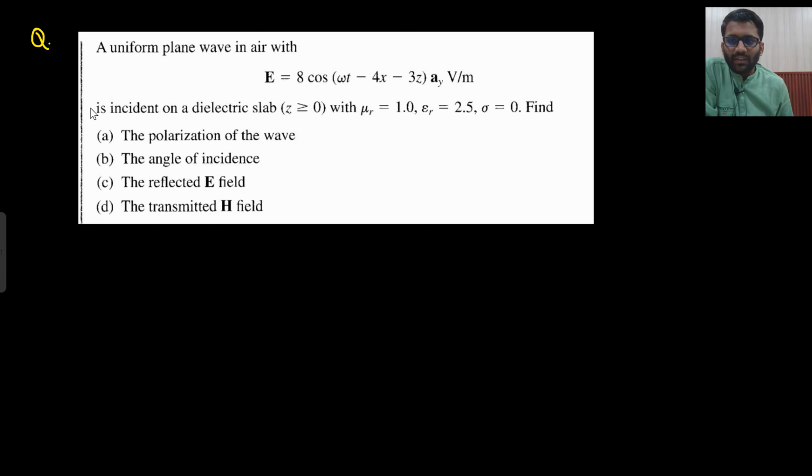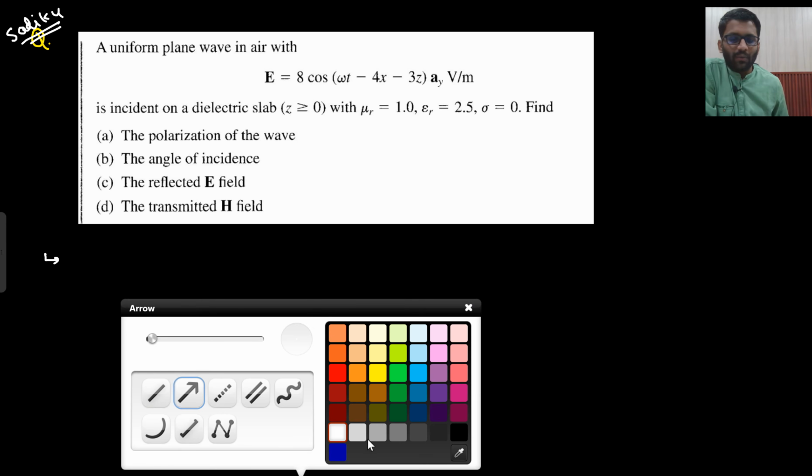Yeah, so let's see this question. This question is from Sadiku and I hope you must have tried it on your own now. If you are not able to solve, then also it is okay because these questions will take time, it will take some practice. So that is fine, no need to be demotivated. So let's see how we would solve it.